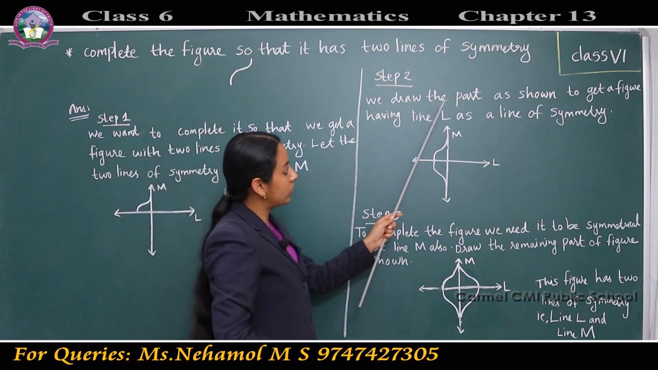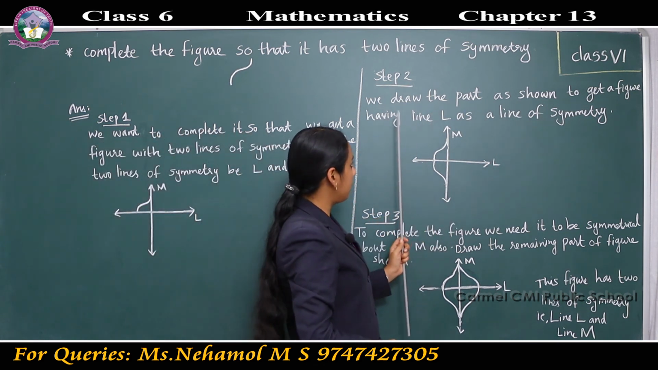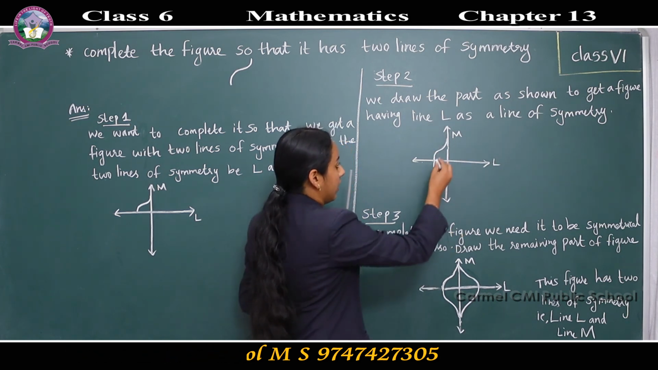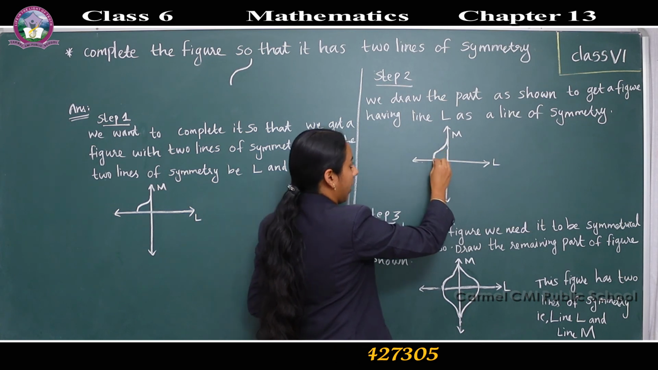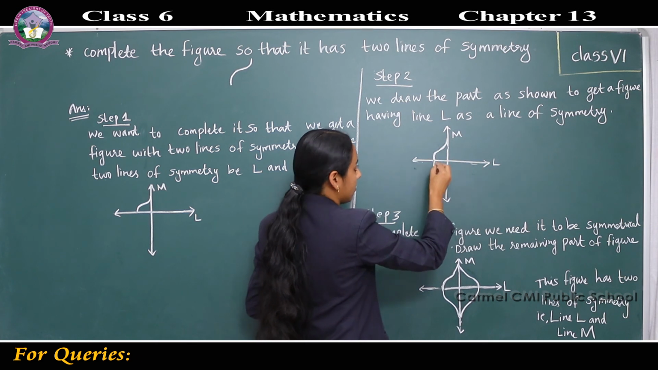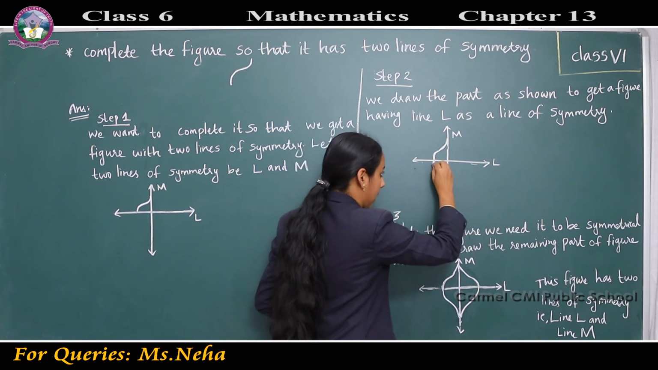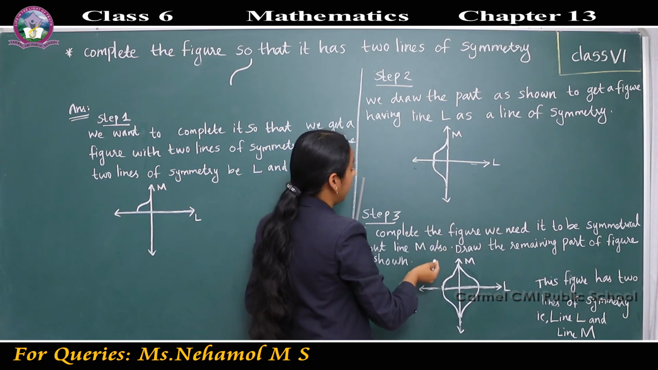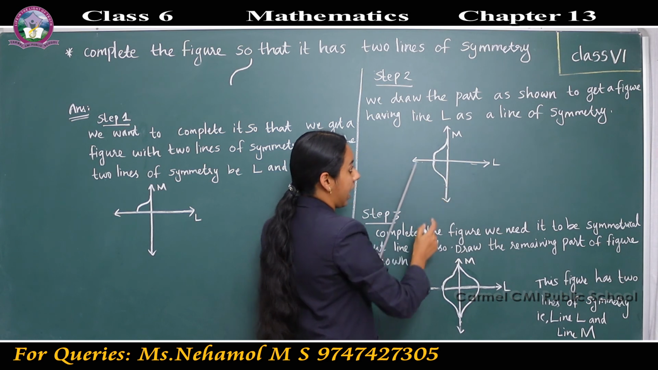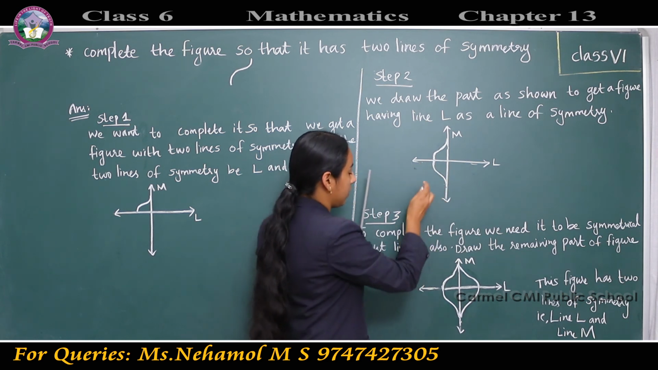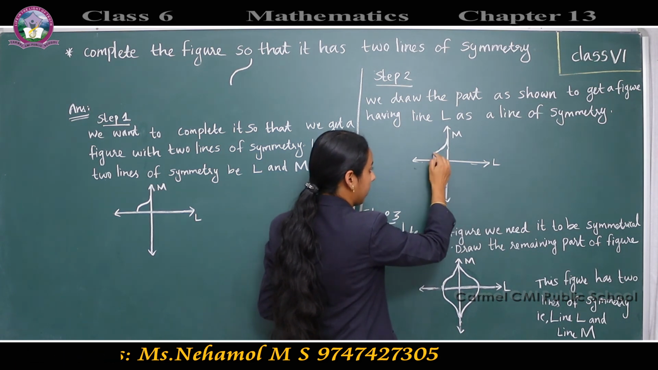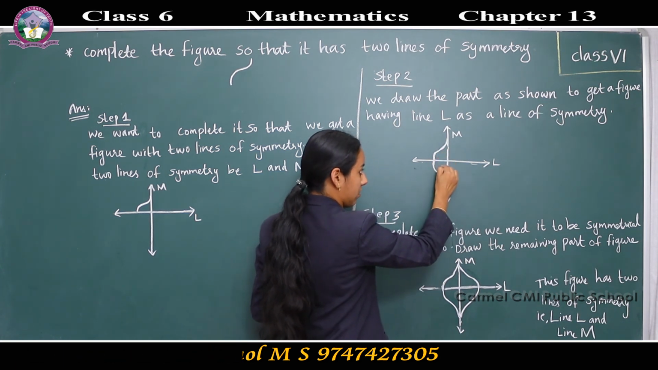Then we draw the part as shown to get a figure having line L as the line of symmetry. This was the given figure and this is the line L. Then next step, we have to draw this part so as to get a figure having line L as the line of symmetry. That means this line L, this line of symmetry, divides this figure into two equal halves.